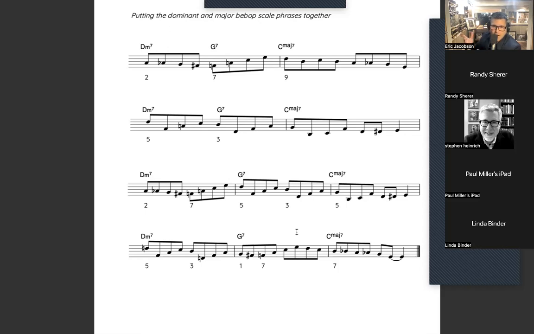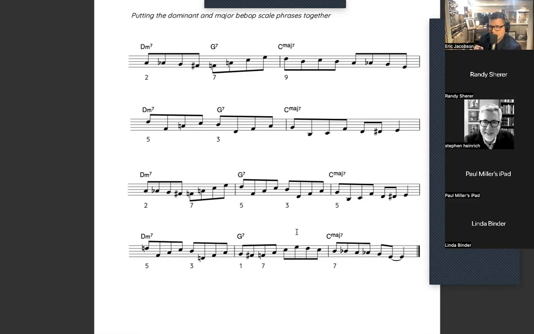You can make your own. I'm going to be sending this PDF in the lesson, and you can take one and practice it and how to connect that one to the major. So G7 to C major. And once you have that, the next step is to practice a minor third up from where you're at.